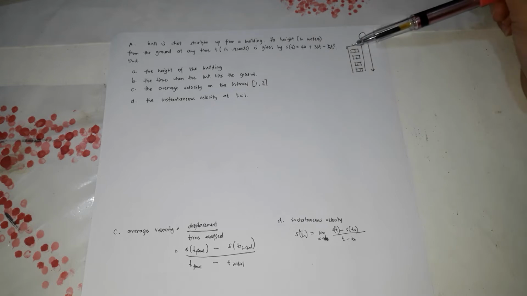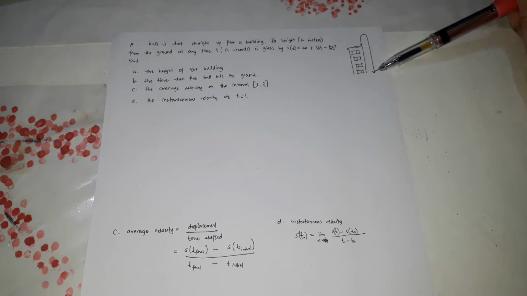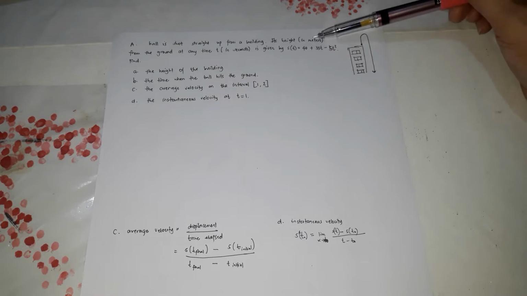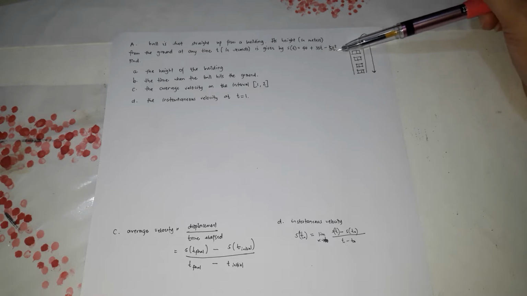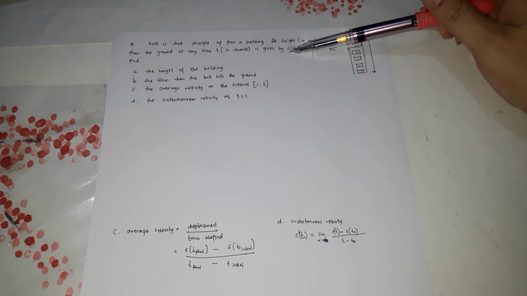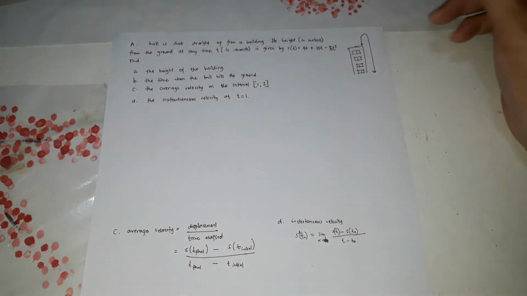So based on the drawing, this is the ball. It is being thrown from the top of the building and goes down. So the formula to find the height is s of t is equal to 40 plus 35t minus 5t squared. So s stands for the height, while t is for the number of seconds. So the first one, we're going to solve for the height of the building.